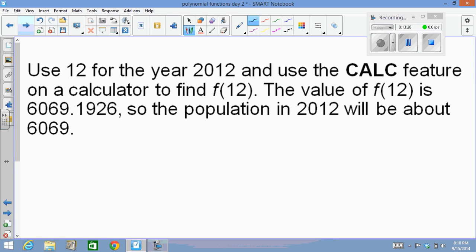So if I do that, I can use the calc button. As long as my equation is in my y equals, I would go to second trace, which is the calc button. I would put in number 1 for value, and I would type in 12 for x, and that would give me the value of the function at 12. When I do that, I will get that it's roughly 6,069 people. And again, we're talking about people, so we have to talk about whole numbers, not decimals.